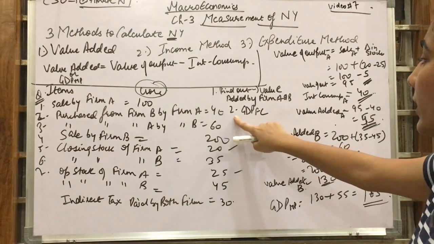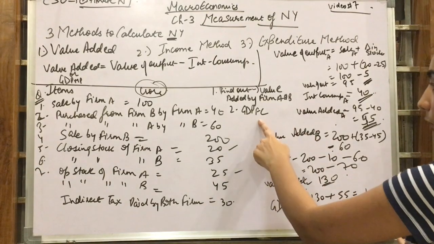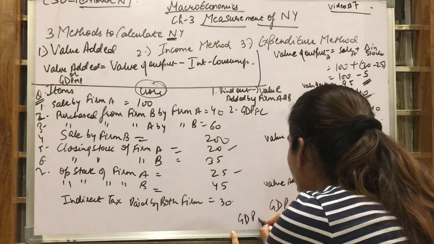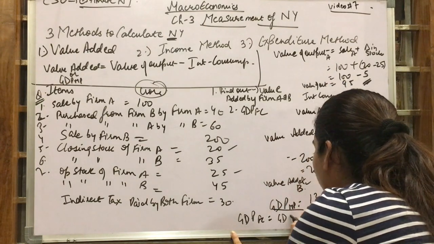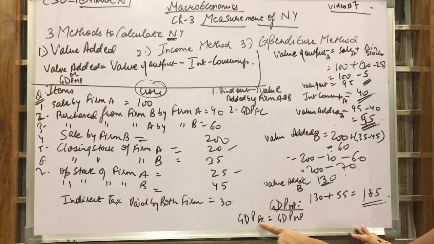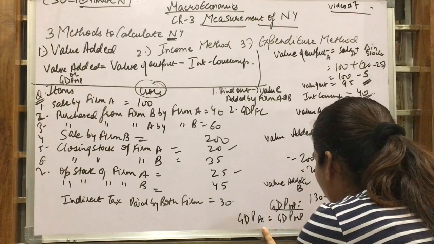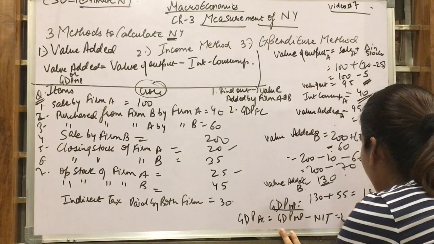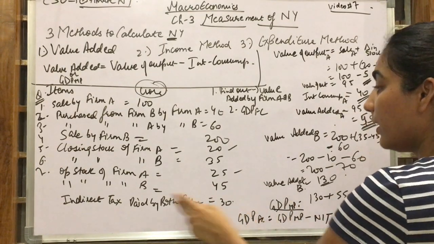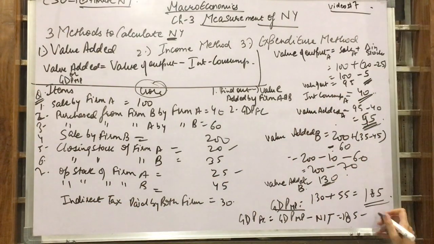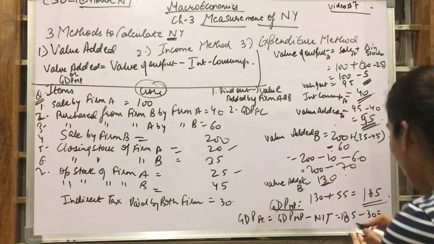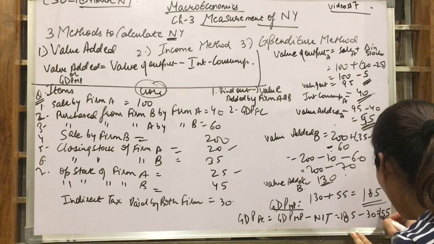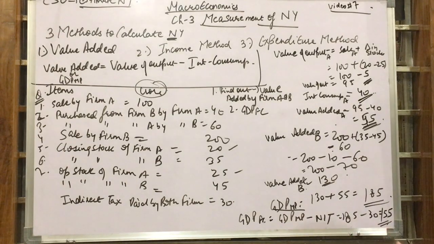The second thing which we have to calculate is the gross domestic product at the factor cost. But this is at the market price, so how will we do it? GDP FC is equal to what is given? GDP MP. Now factor cost we have to calculate, market price is given. So market price minus NIT will give the factor cost. So 185 minus the indirect tax paid by both the firms, which is 30. So which is the answer? 155 is the GDP FC.